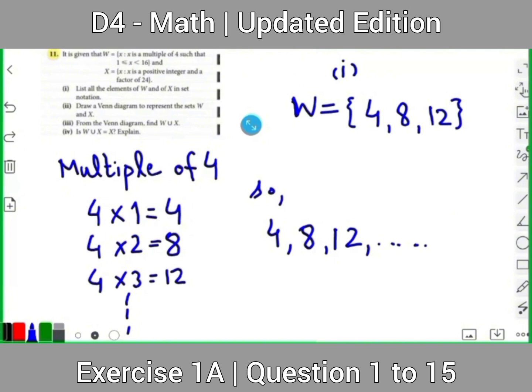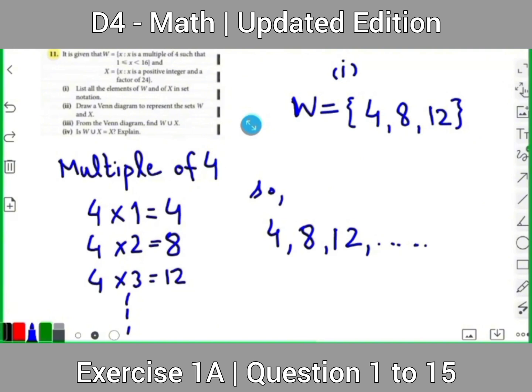What are multiples of 4? The multiples of 4 are obtained just by multiplying 4 with the natural numbers one by one. So 4 times 1 gives us 4, and 4 is a multiple of 4. 4 times 2 equals 8, and 8 is another multiple of 4. Similarly, 4 times 3 is equal to 12, so 12 is another multiple of 4. So here we have an infinite number of multiples.